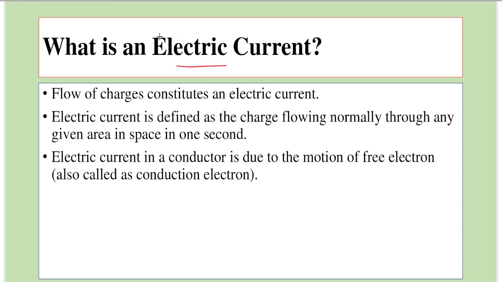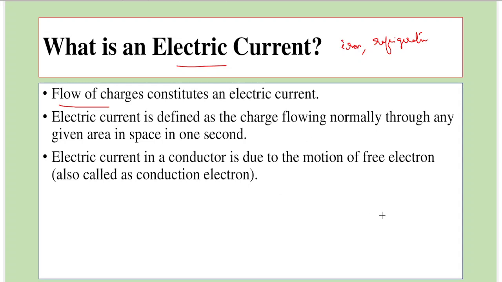Electric current is a very common phenomenon which we see everywhere. The reason that a bulb glows, or the reason that, say, an iron box becomes hot, or the reason that a refrigerator runs, all this is because of electric current. So to define this, electric current can be defined as the flow of charges. So flow of charges is defined as electric current.